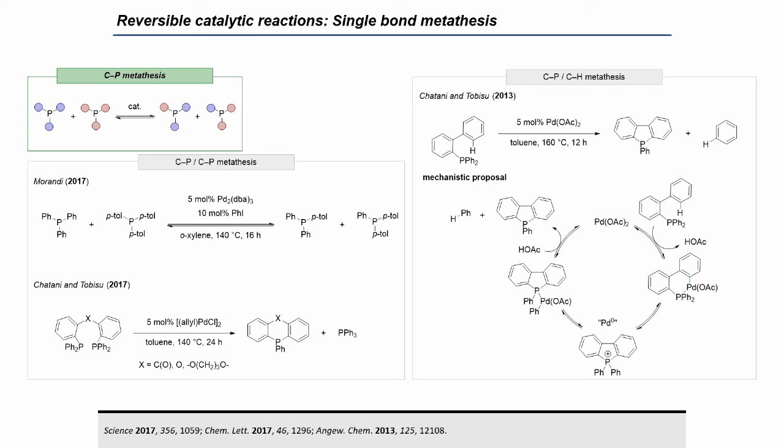Based on mechanistic work, a catalytic cycle was proposed wherein the palladium catalyst undergoes cyclometallation, followed by reductive elimination to give a neutral palladium species and a phosphonium intermediate. This can then undergo oxidative addition to form an intermediate palladium complex. Reaction with acetic acid is proposed to release the phosphole product and regenerate the palladium catalyst.